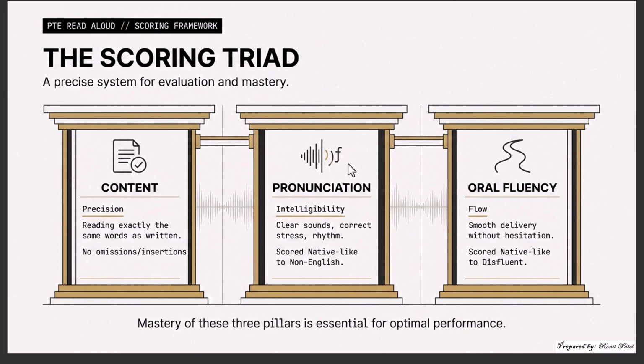Second pillar, pronunciation. This includes clear sounds, correct word stress, natural rhythm, and proper intonation. The scoring scale ranges from native-like clarity all the way down to non-English-like speech. Third pillar, oral fluency. This measures the flow of your speech. Is it smooth, continuous, confident, free from hesitation and self-correction? To achieve a top score, you must perform strongly in all three pillars simultaneously. Not one, not two, but all three together.